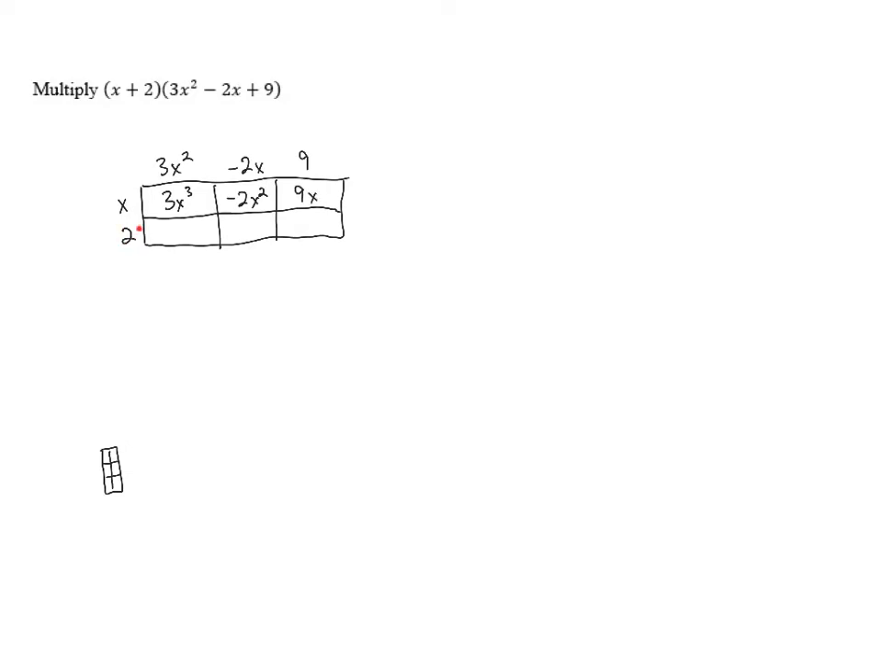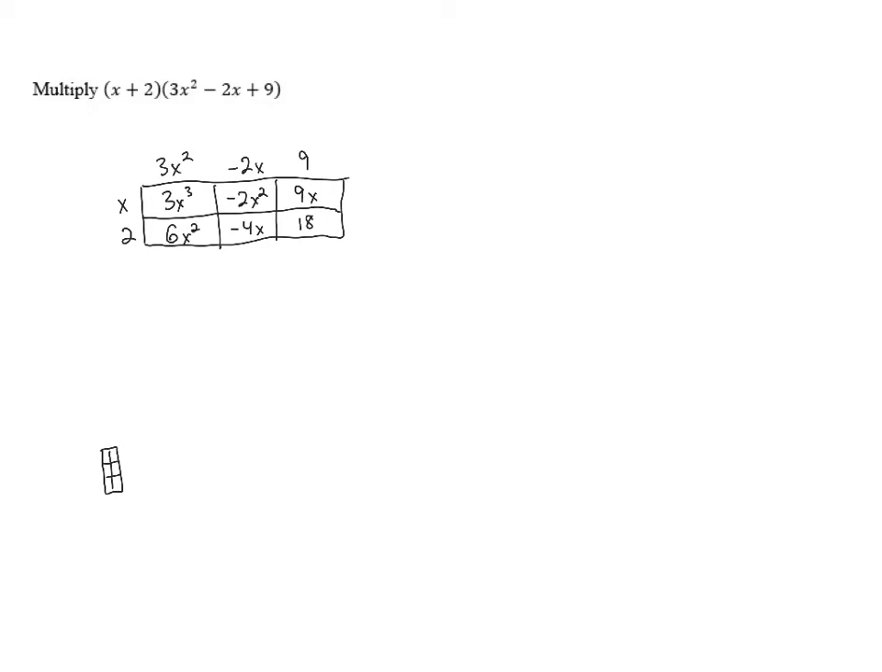After that, we move down to the 2 row, and we're multiplying each of these by 2. So 3x squared times 2 is 6x squared. Negative 2x times 2 is negative 4x. And 9 times 2 is 18. And then once you have all of the cells filled in, you just need to combine like terms.